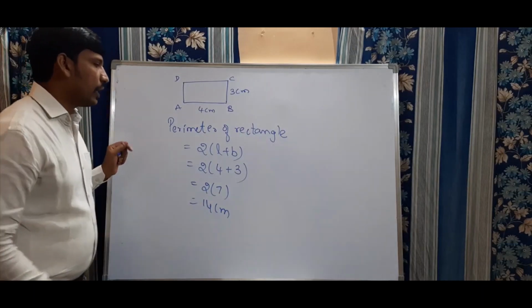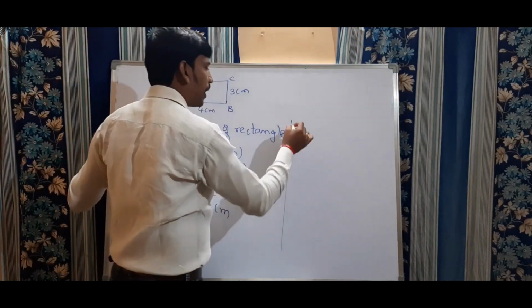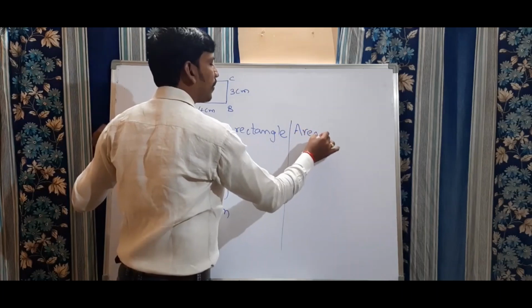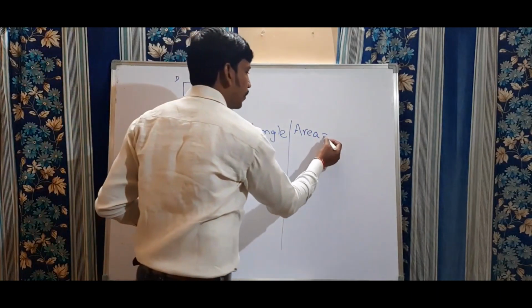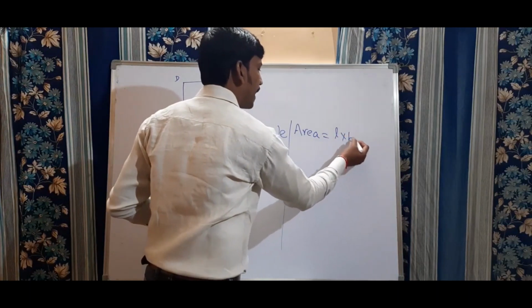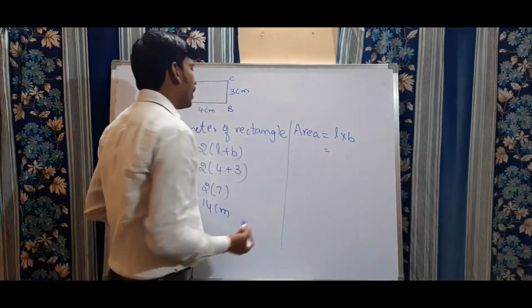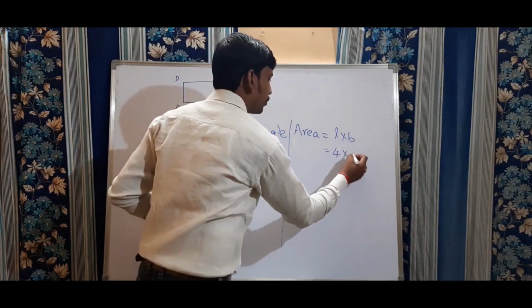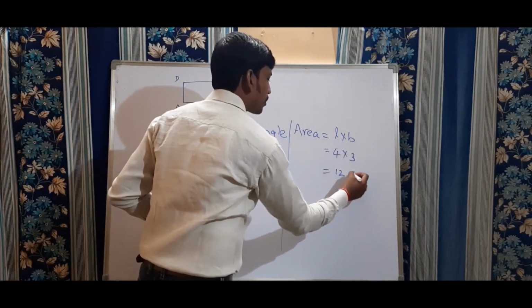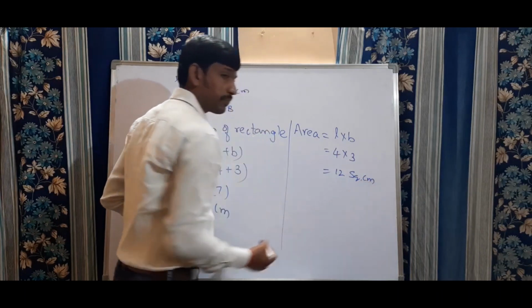Clear? Now obviously we can find the area of the rectangle also. How to find the area of the rectangle? We know length and breadth. Area of rectangle is equal to L into B, right? So now you just substitute the L value and B value in that formula, you will get 4 into 3, which is equal to 12 square centimeters.